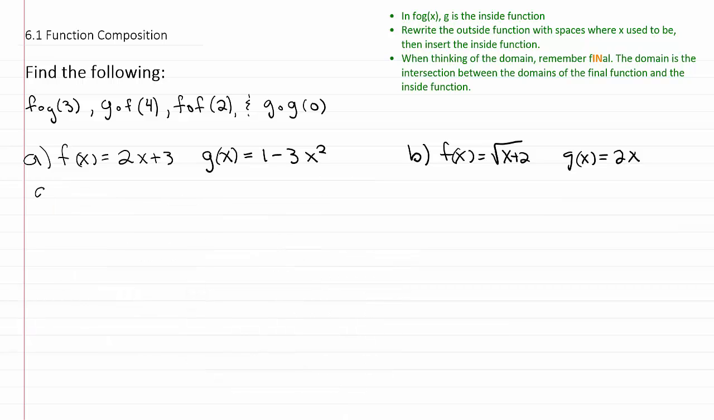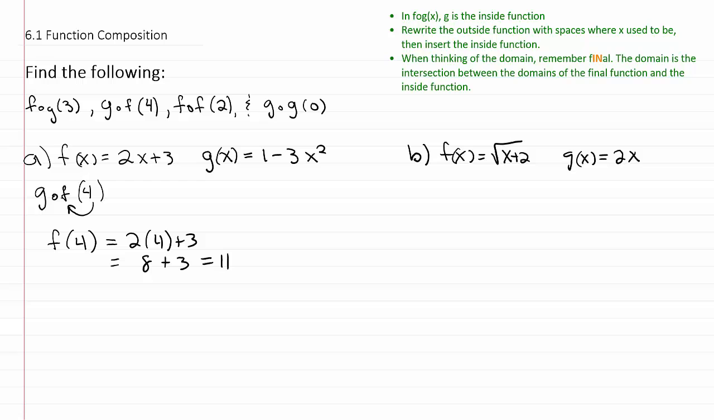All right, so if I'm doing g of f of 4, it means put 4 into f. So let's do that. F of 4 is equal to 2 times 4 plus 3. That's basically 8 plus 3, or 11. And then with the 11, we're going to take that result and then plug it into g. So we're kind of moving this way into the function, right?